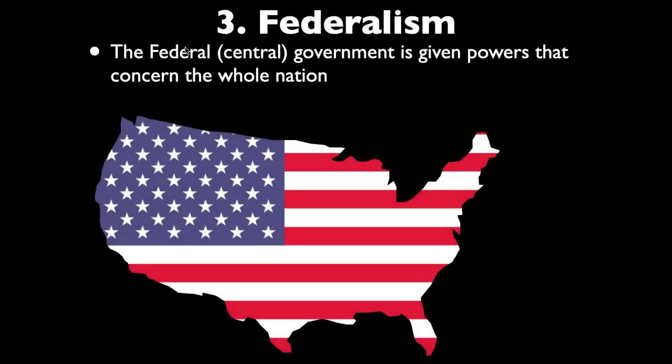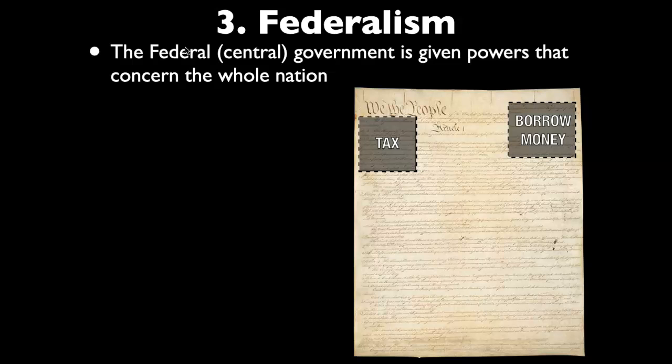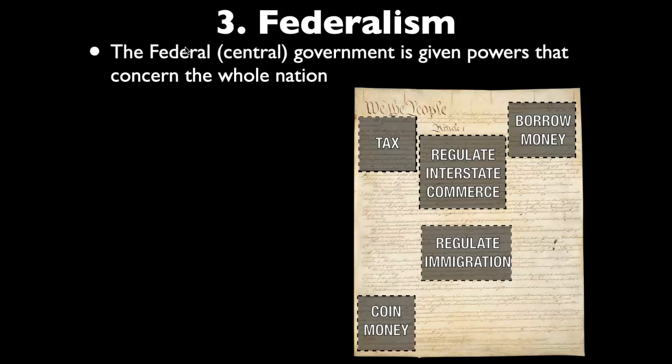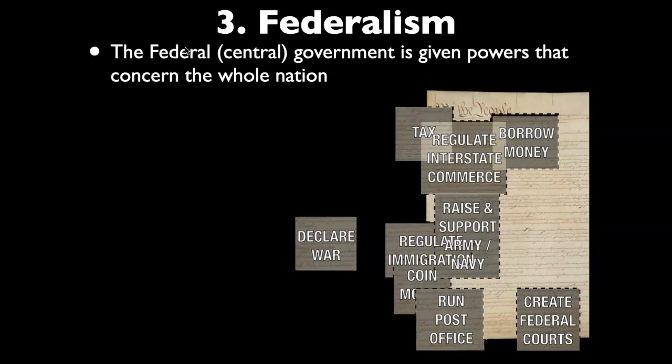So when we talk about federalism, we're talking about the national government, the central government, the president, Congress. They are given powers that relate to concerns that the whole nation is going to have. Like government has to tax to be able to do certain things. Government has to be able to borrow money in order to fund things that it can't immediately fund with its cash on hand. Regulating interstate commerce, so dealing with issues of trade between states, immigration, coining money, currency, that's another one, running a post office, federal courts, declaring war on other countries, raising and supporting an army or navy.